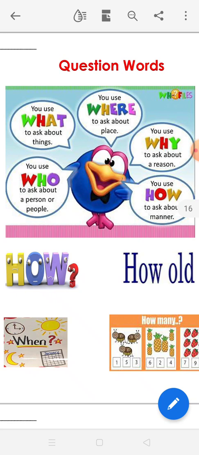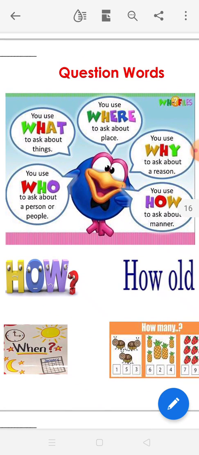How is used to ask what means of transportation. Like how do you go to school? By bus. How do you go to work? By car.